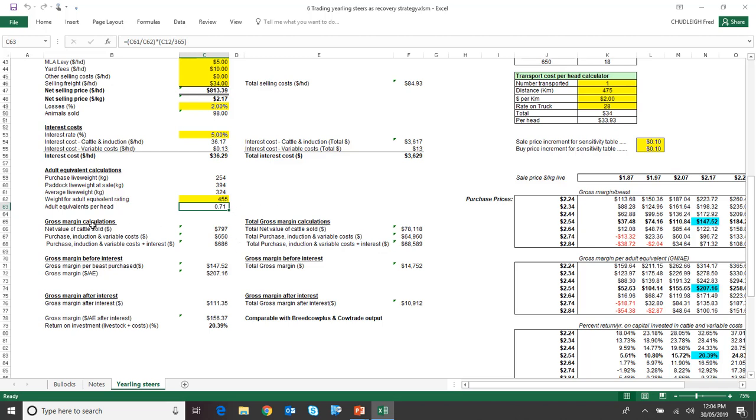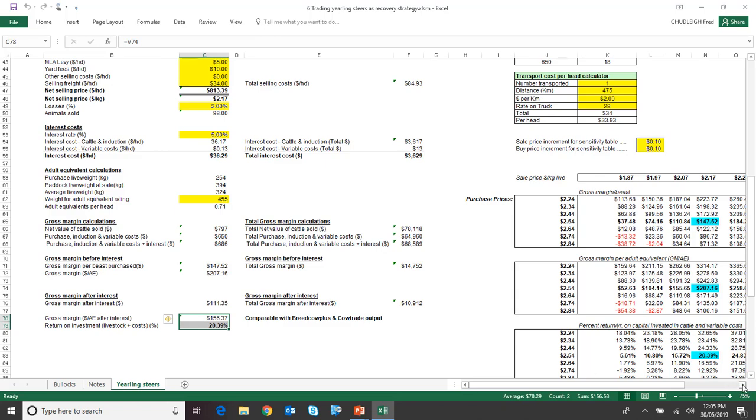Now, our gross margin calculations are here. Gross margin before interest. I've said gross margin after interest is the one we want. Because we've got our adult equivalent calculation in there, we can calculate gross margin per adult equivalent after interest. There it is, gross margin per AE after interest, and return on investment on livestock costs. So they're the two indicators we're interested in.